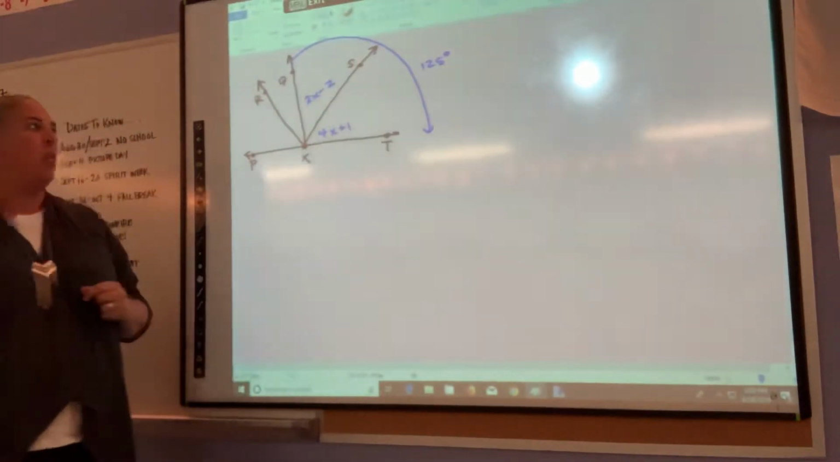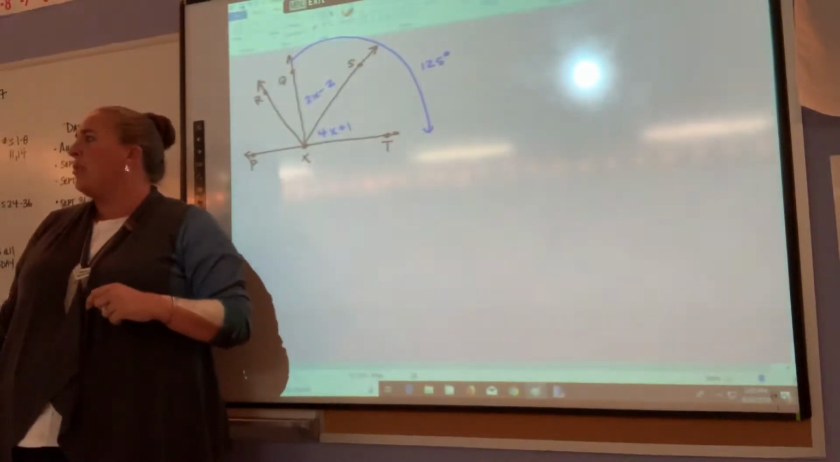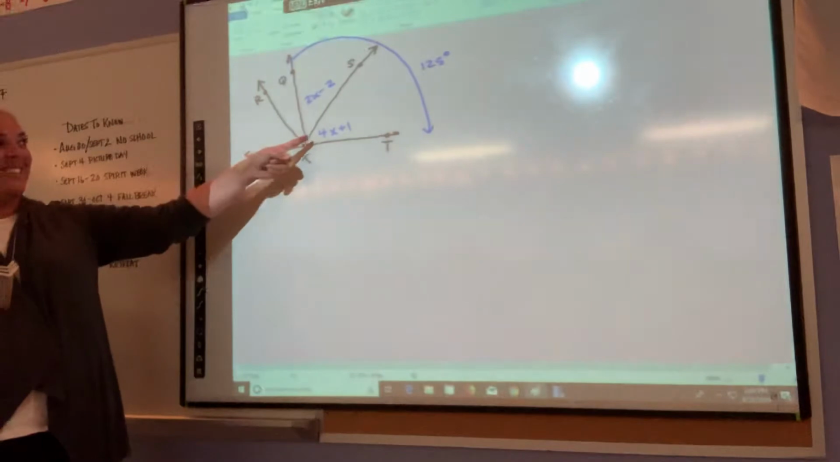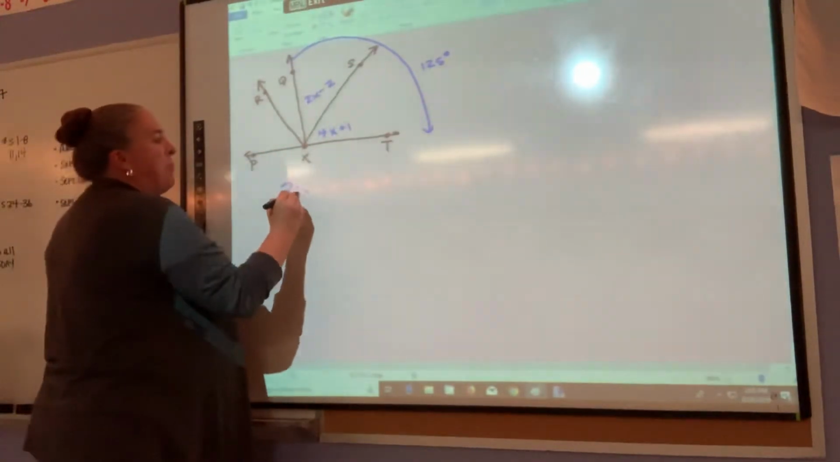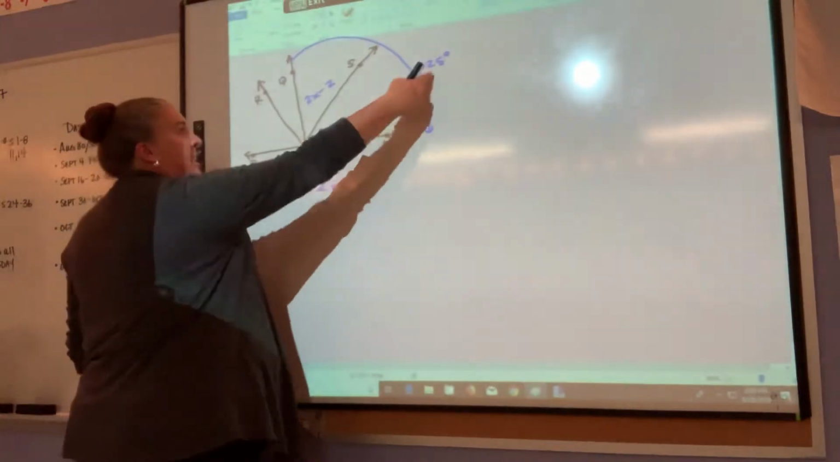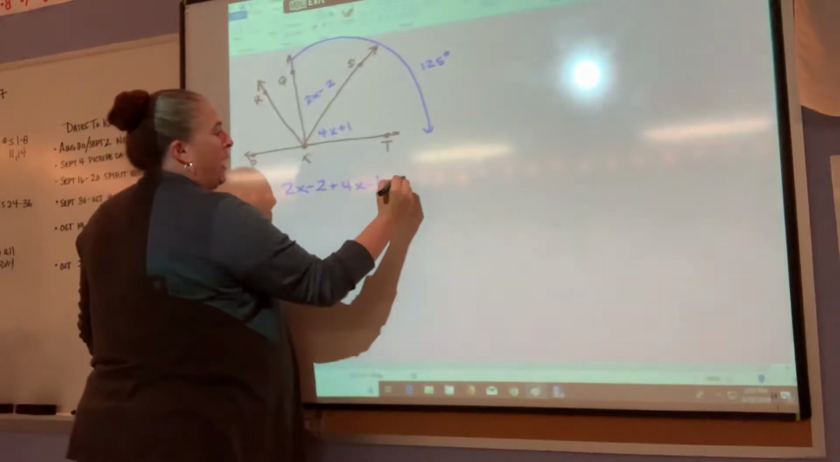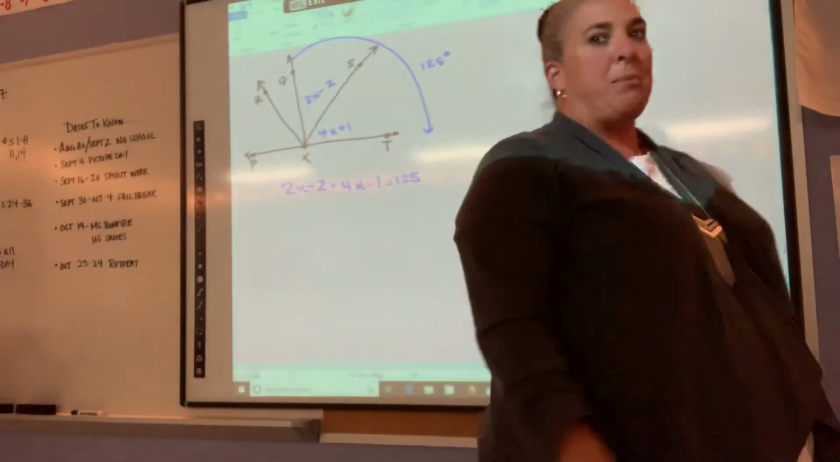Whoa, whoa, whoa. I did not tell you that SX is an angle bisector. No, no. 2x minus 2 plus 4x plus 1 equals 125. There we go. I like that better. We got to add both of them together and set it equal to 125. So you do this on your paper, and let's see if we come through to get the same answer in the end.